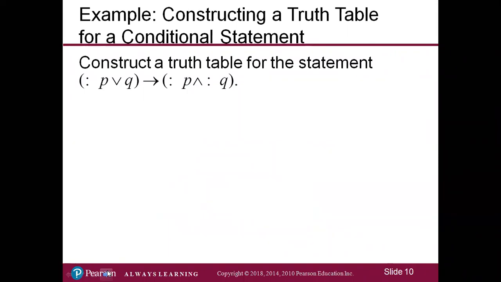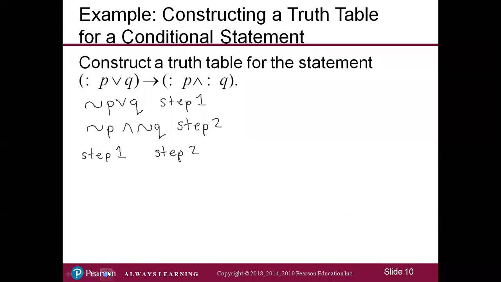Construct a truth table for the statement not P or Q implies not P and not Q. So here, let's take a look. We have not P or Q. This will be our step 1. Then we have not P and not Q. This will be our step 2. Step 3 will be to take the results of step 1 and the results of step 2 and look for the truth table results for the if-then statement. And this will be step 3.